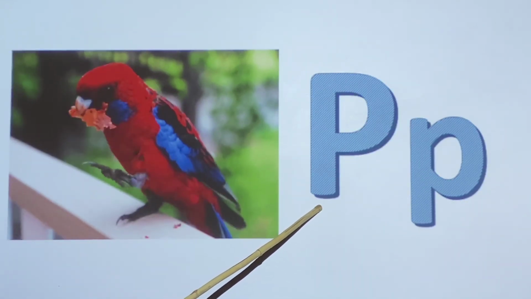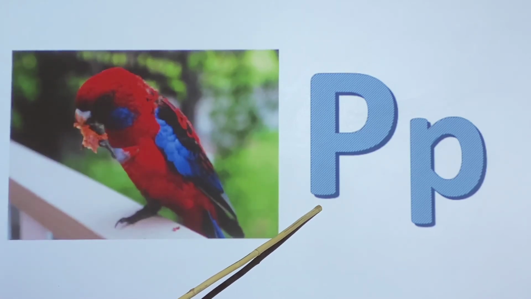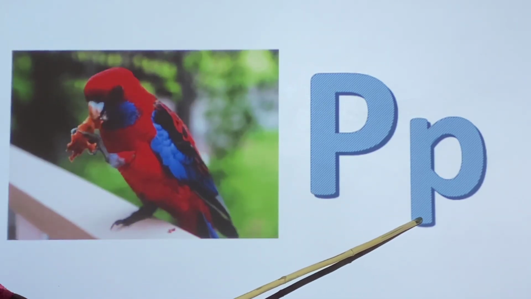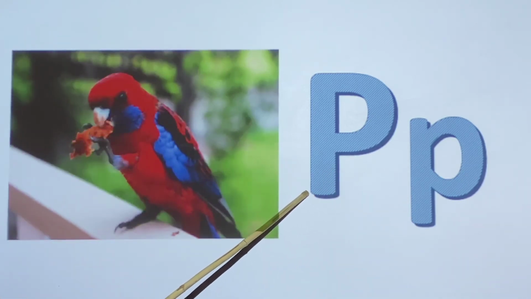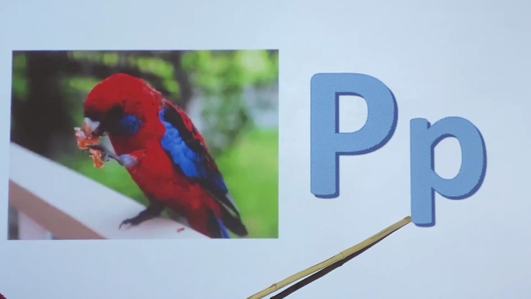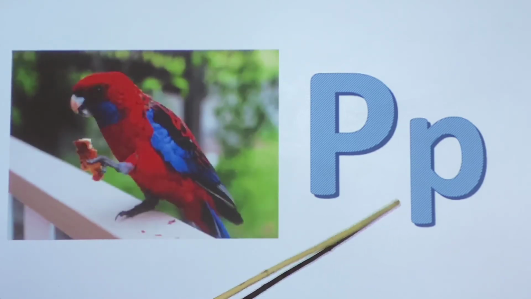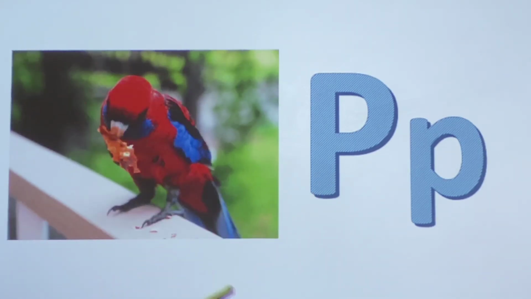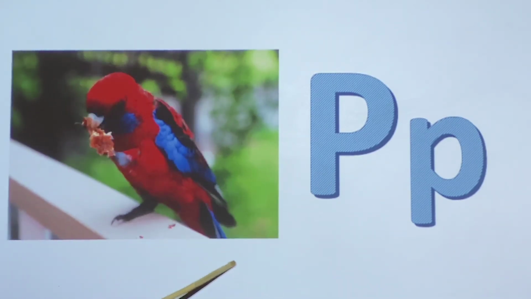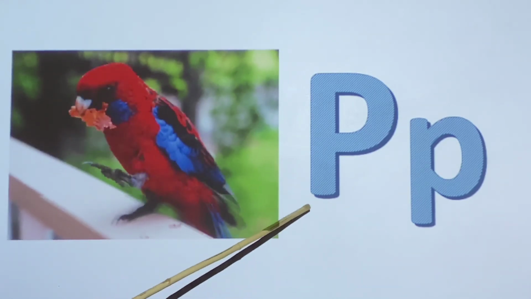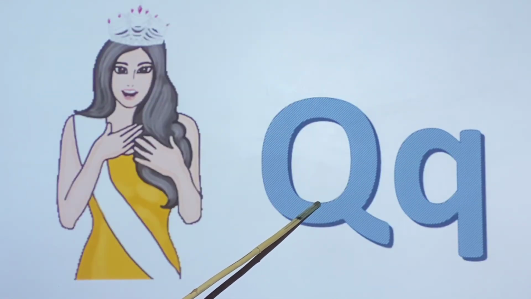What is that? P. Very good. Capital P. Small p. See here. This is capital P and small p. Yes, parrot. P for parrot. And next, P after letter Q.